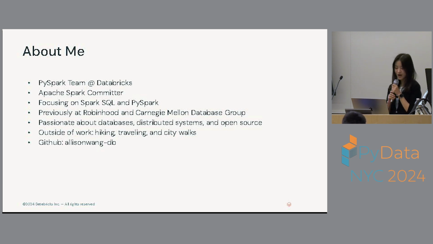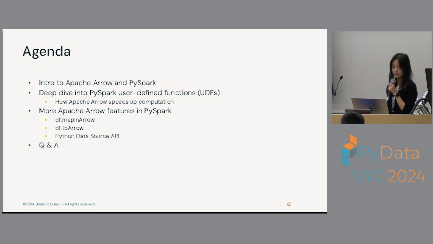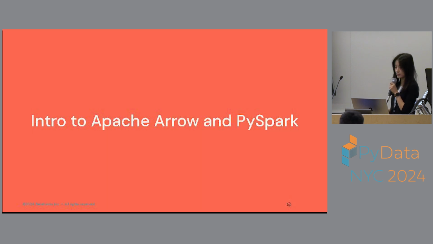Okay, so here is what we're going to talk about today. We're going to start with a quick introduction to Apache Arrow and PySpark. Then we're going to have a deep dive into one of the features in PySpark, called Python user-defined functions, and talk about how Apache Arrow can speed up the computations there. Then we will show more ways that Arrow is used in PySpark, and we will have some time at the end for Q&A. By the end of the talk, you will have a better understanding of how Arrow can improve performance and how you can leverage Arrow-enabled features in PySpark.